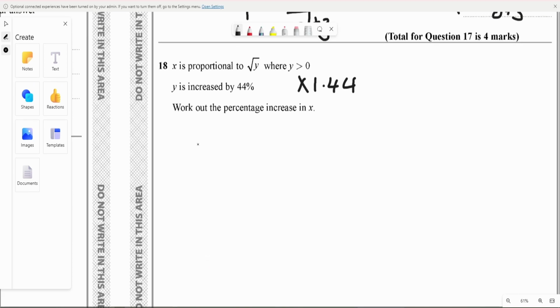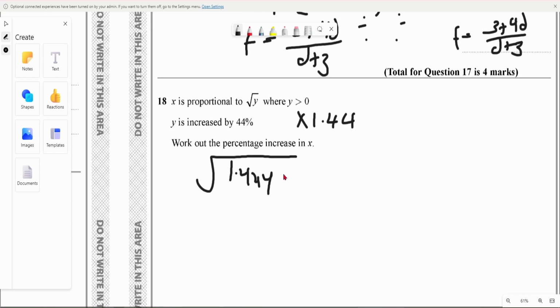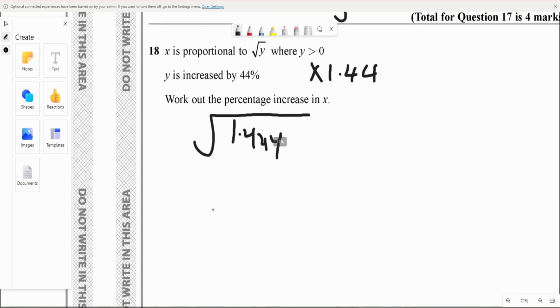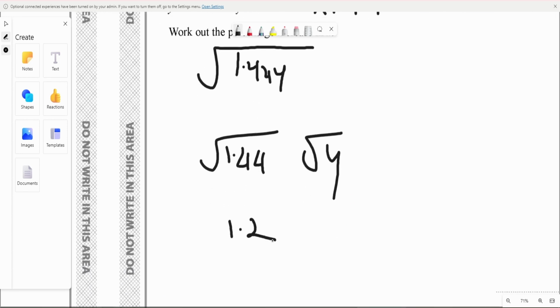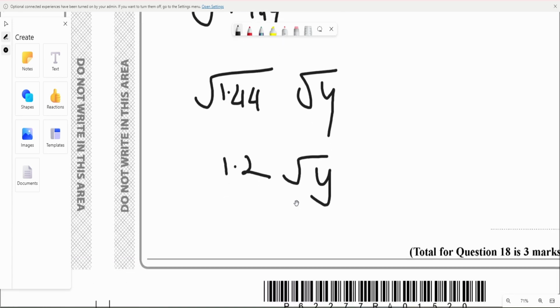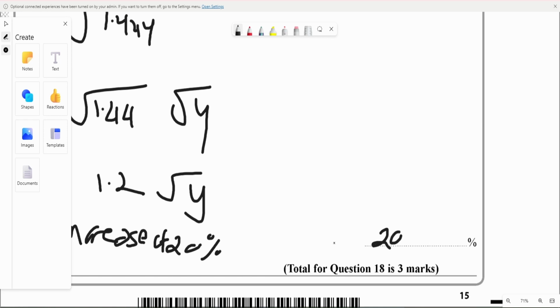So we have the square root of 1.44 times y. Then you get the square root of 1.44, and then you have the square root of y here. So you have 1.2 square root of y, and that is an increase of 20%. There you go, that's done.